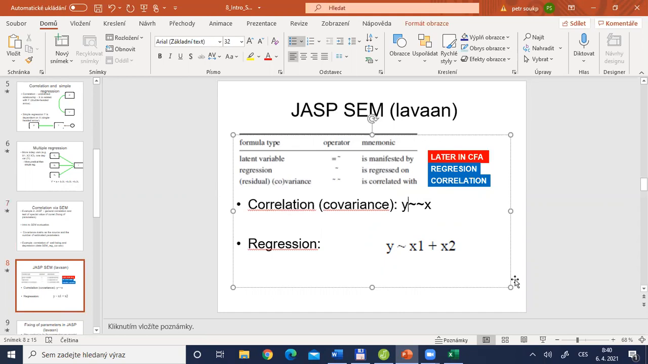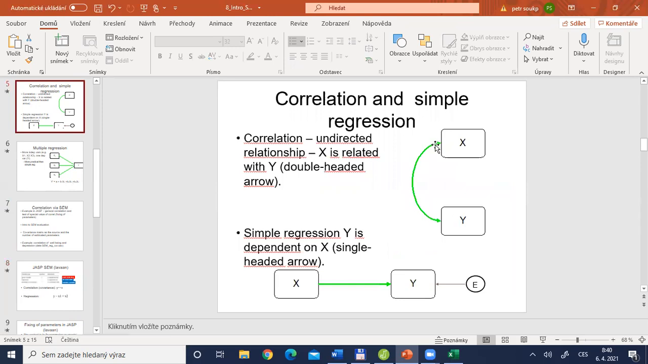You take two symbols, let's call them simply waves, or in programming languages, we usually call this symbol a tilde. So you can take these two tildes, and by this expression, you would say to JASP, okay, I would like to compute correlation or covariance. So it means a relationship with a double-headed arrow. So this is the meaning of these two tildes. These two tildes mean there is one and a second arrow. So a double-headed arrow is expected.